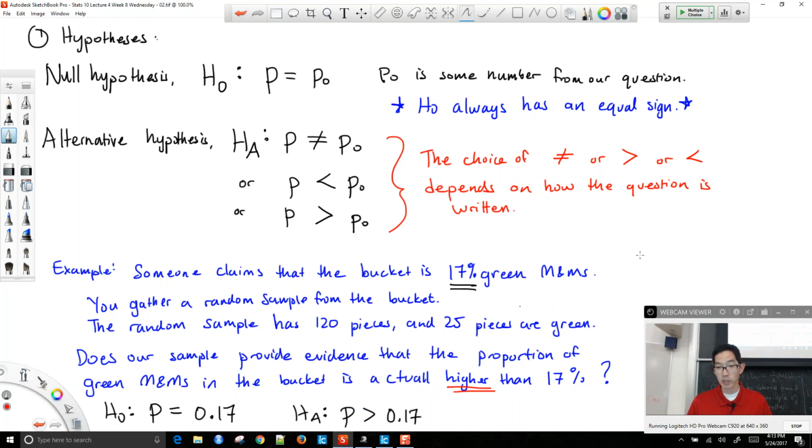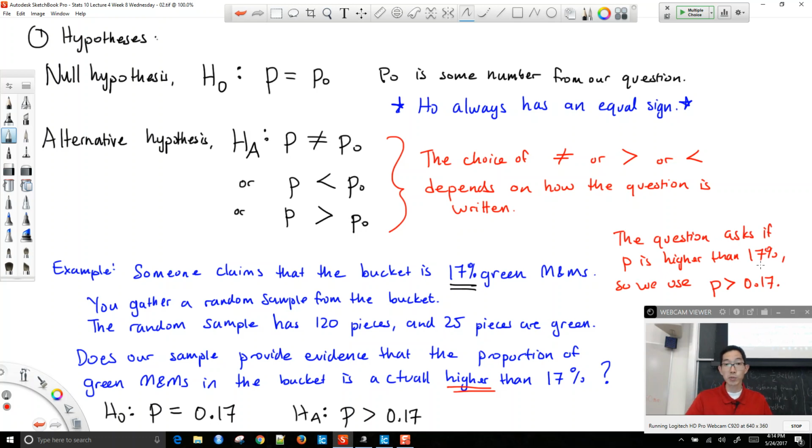So I'll write: the question asks if P is higher than 17%, so we use P greater than 0.17.